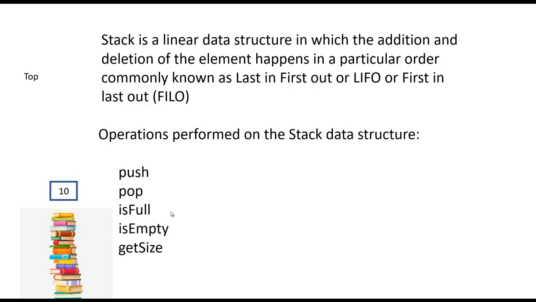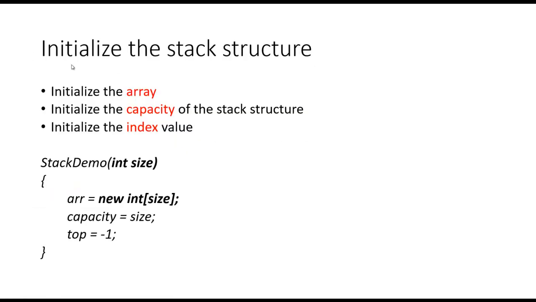Before we implement all these methods, the first thing we have to do is initialize the stack data structure. In initializing the stack data structure, the first thing we have to do is initialize the array. What do I mean by initializing the array? It means we have to create that array structure. To implement the stack data structure, we can use either a linked list or an array data structure. For illustration, I'm going to use an array data structure.